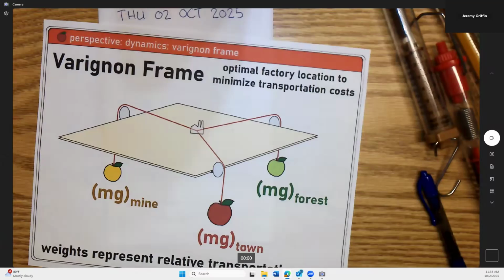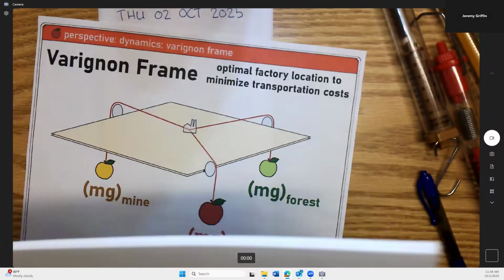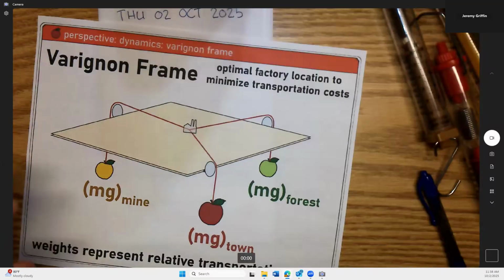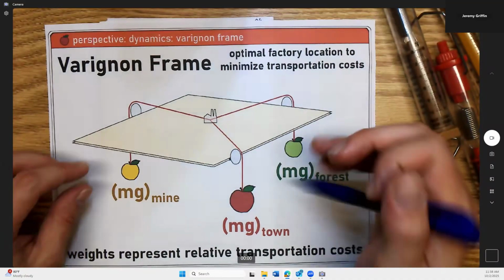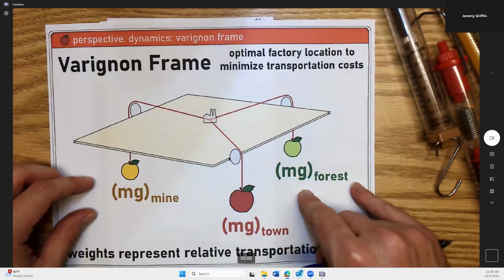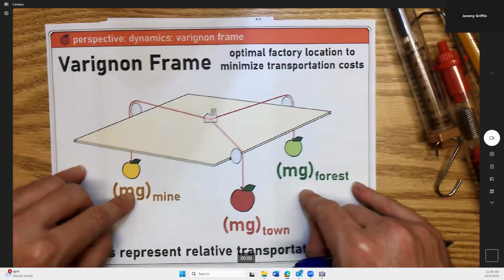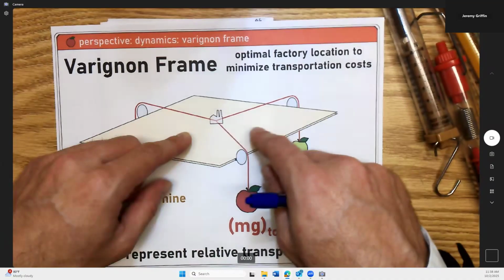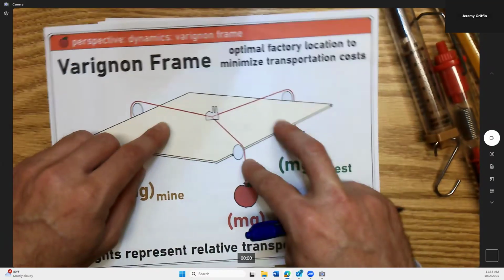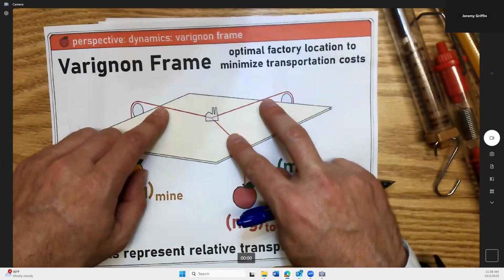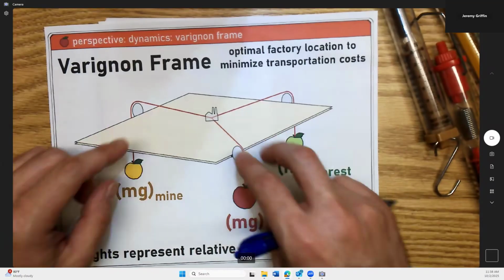Thank you, Mr. Griffin. Right, so what's going on here is we're trying to figure out the optimal location to put this factory. Maybe there's some inputs. Maybe I'm getting some lumber from this forest. Maybe I'm getting some copper from this mine. Maybe I'm creating pencils, and I'm shipping all the pencils to this town over here. But maybe each one of these has different transportation costs.